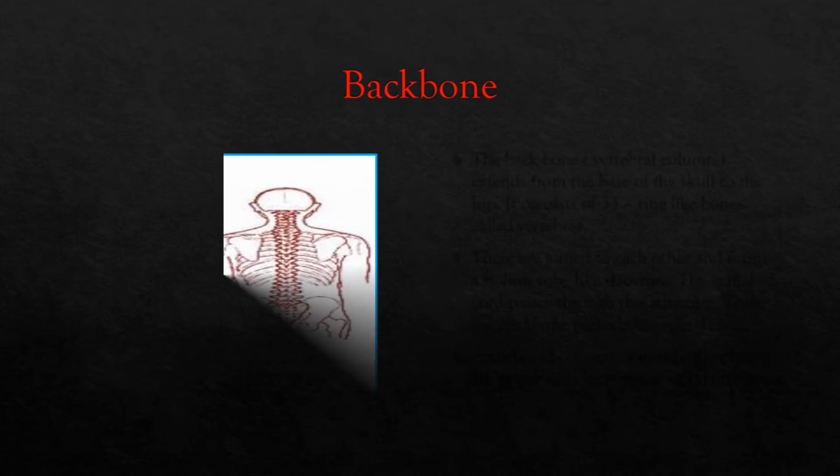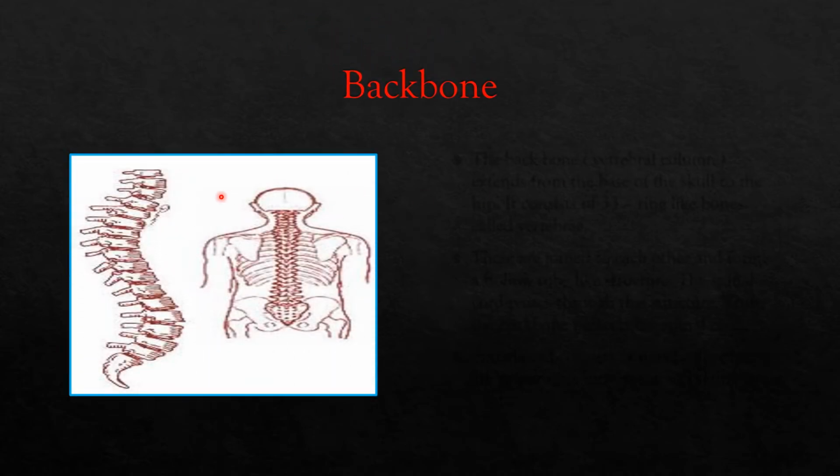Now we have the backbone. This is the backbone, children. It looks like this, long. It is made up of many small ring bones called vertebrae.